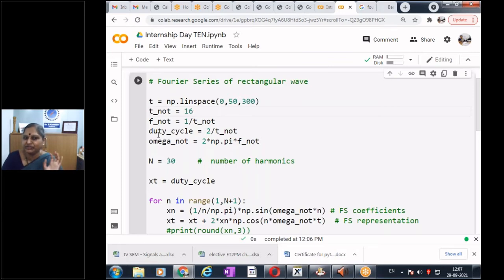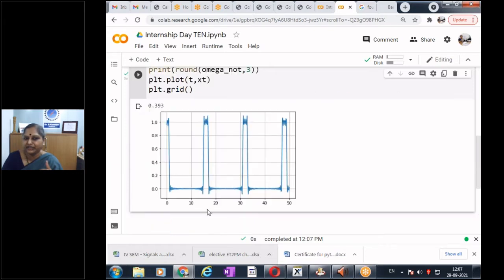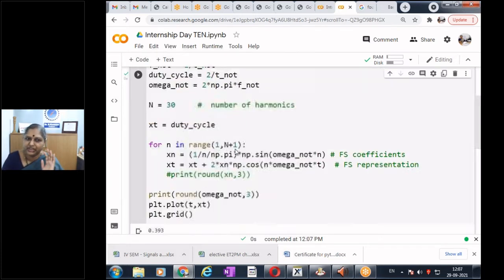I'm keeping my same number of terms as 30. My T naught is 16. Now see my omega naught from 0.45, it has become 0.39, and see my signal. My time period has increased. I still have a good representation. I have 30 terms in my summation.